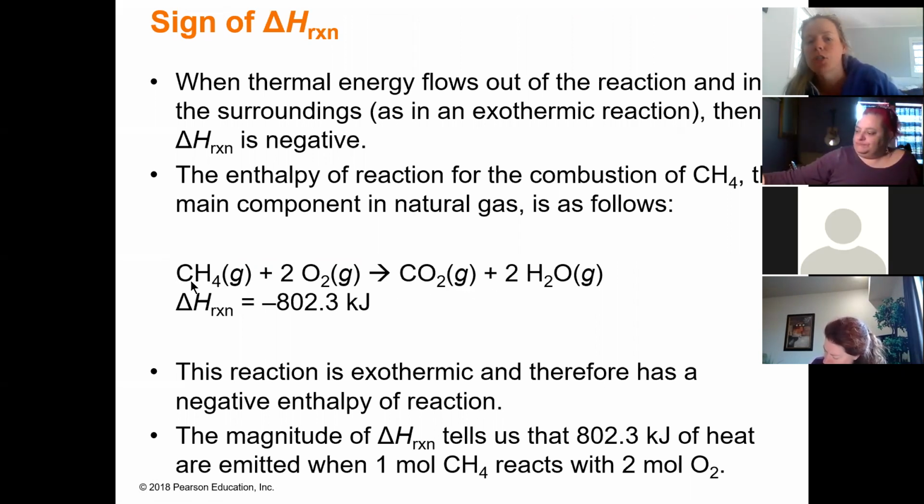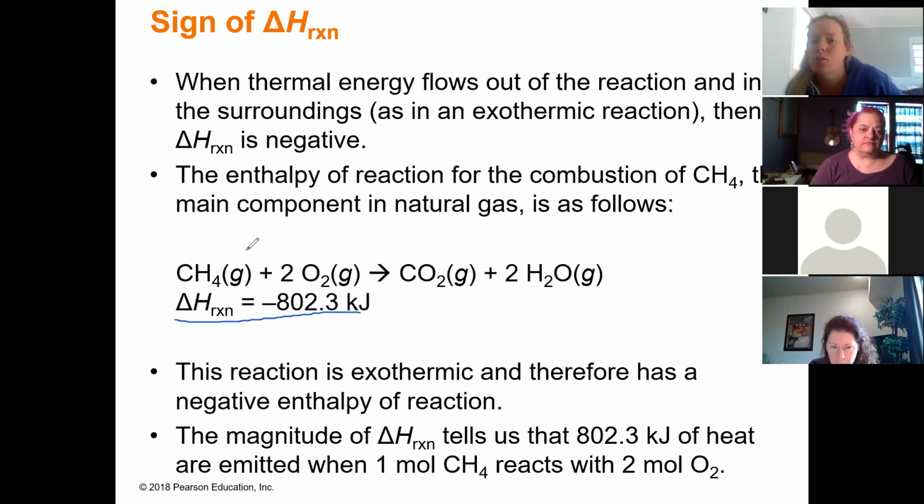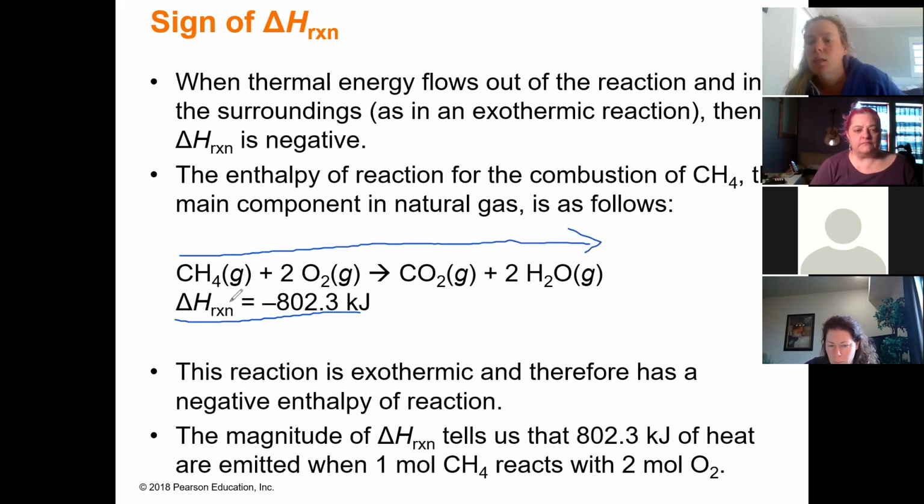Now, do you see how underneath this reaction there is a numerical value here? This is your enthalpy, or your delta H of reaction. What this says is that every time you run through this equation in a stoichiometric way, so 1 mole of this, 2 moles of this to produce 1 mole of this and 2 moles of this, this is how much energy is released. You get 802.3 kilojoules.